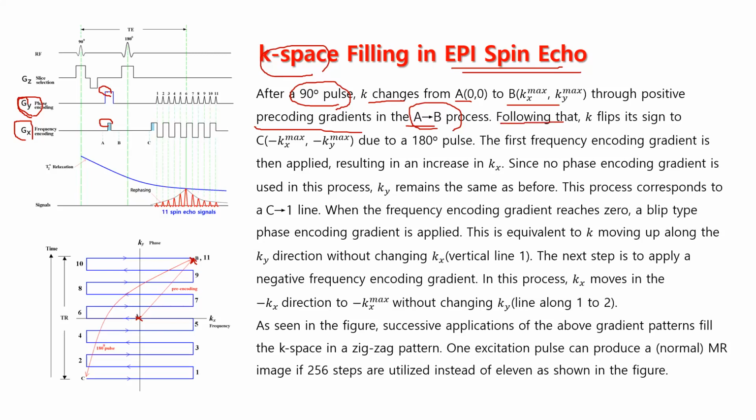So following that, K flips its signs to negative due to the 180-degree pulse. Due to this pulse at this position, the sign of Kx and Ky are reversed, right? So Kx max, Ky max will become minus Kx max and minus Ky max at this point C. So that is B to C.